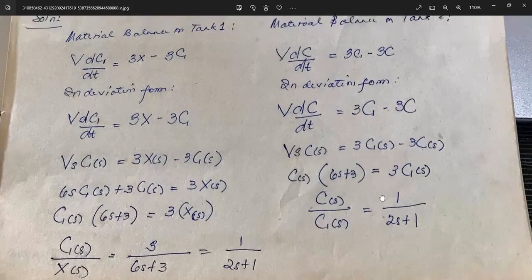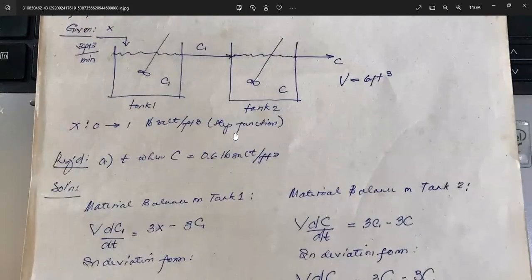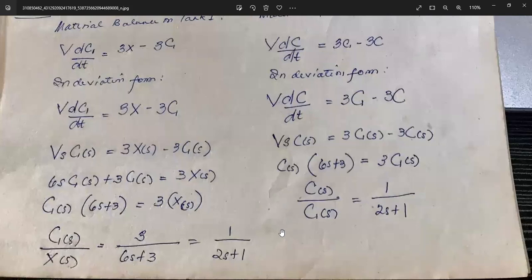So what will you do to get the overall transfer function of these two tanks? Of course, you will multiply. The goal is to have C of S over X of S. So how will you obtain C of S over X of S? If you simply manipulate, there's a need for you to multiply these two, and that will be shown in the next page.